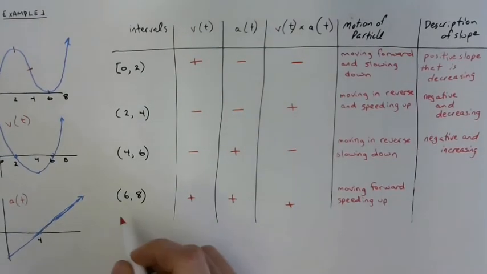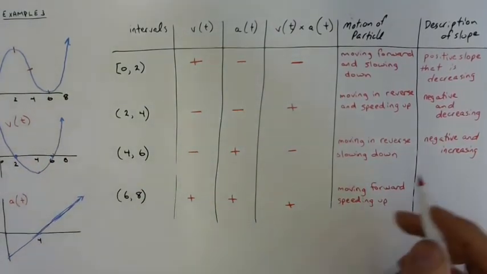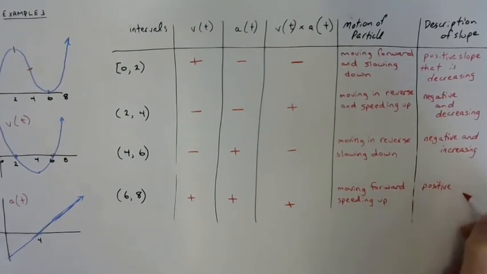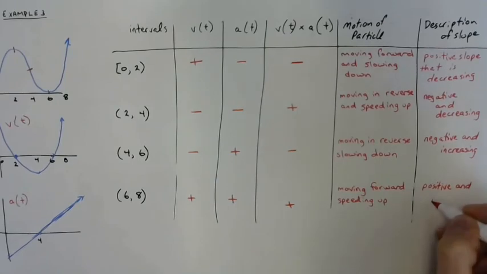And our last interval from 6 to 8, we are positive and increasing. It's getting steeper and steeper and steeper as it moves up. Positive and increasing.